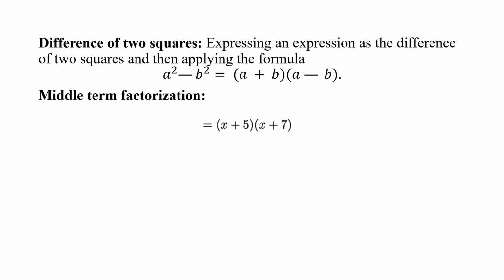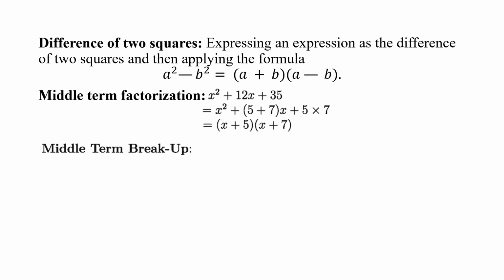This is middle term break factorization. So x square plus 12x plus 35. You can write 12x, that is 12, as 5 plus 7, and 35 as 5 multiplied by 7. So you can write this in this form, (x plus 5)(x plus 7). This is middle term factorization.